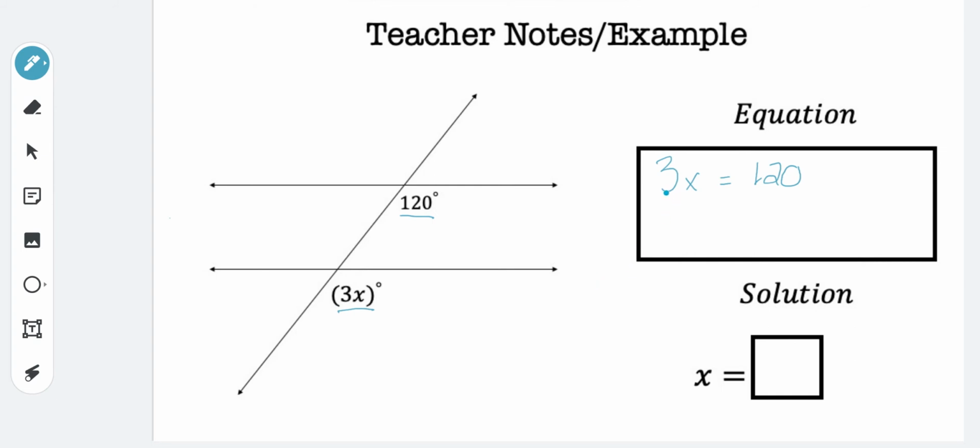So remember, the opposite of multiplying is dividing. So we're going to divide both sides by 3. And when I do that, 120 divided by 3 will give you 40. So x equals 40.